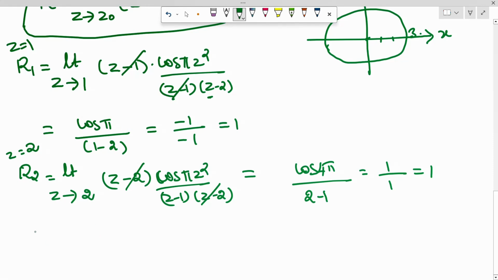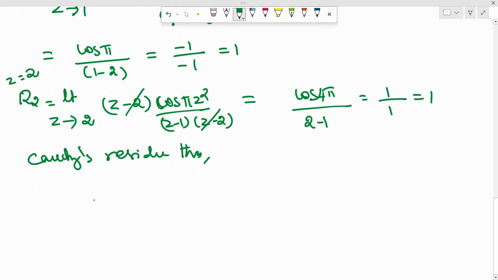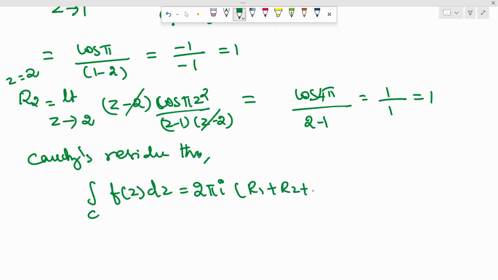Now using the Cauchy's residue theorem formula, we can write the final answer. The statement of Cauchy's residue theorem is: the integral over C of f(z) dz equals 2πi times (R1 + R2 + etc.), which means the sum of the residues.